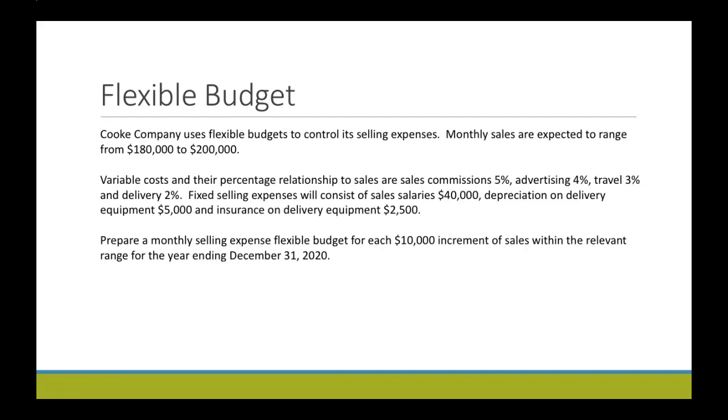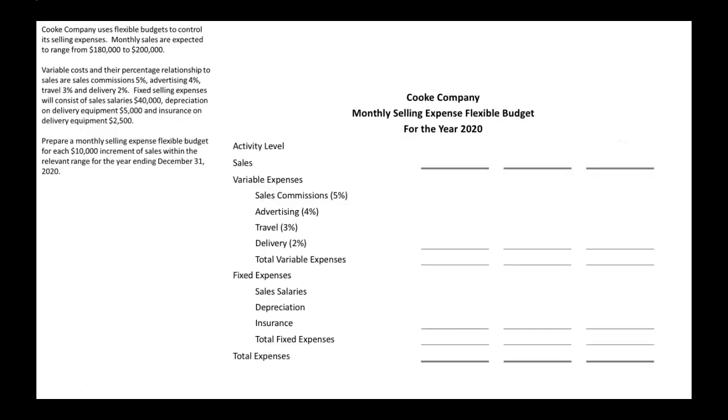So we need to take all of that information and prepare a monthly selling expense flexible budget for each $10,000 increment in sales within that relevant range for the year ending December 31st, 2020. So we have all of that information over in the upper left corner. And then this is what our monthly selling expense flexible budget would look like.